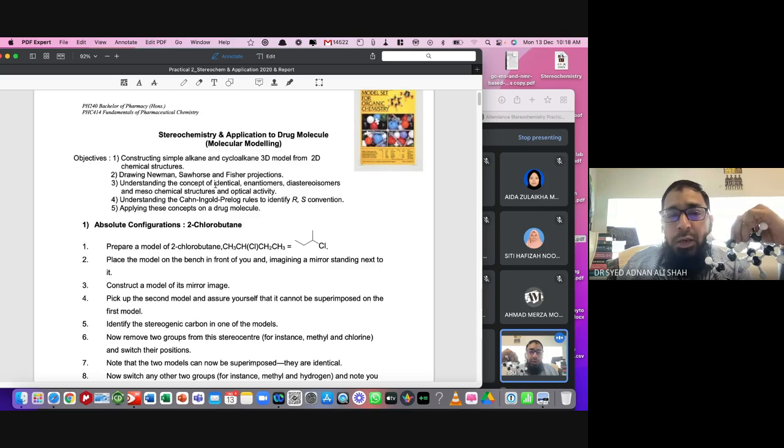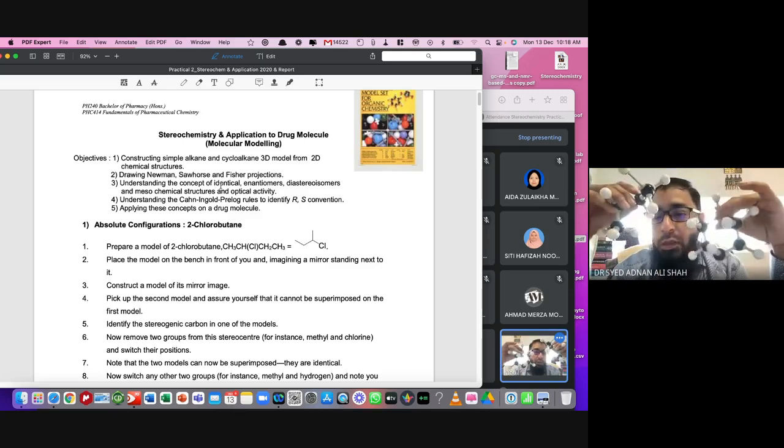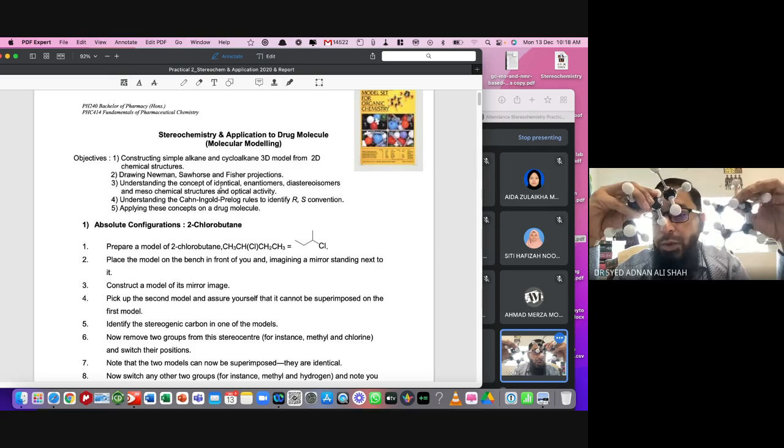After this we have to see in this practical, the first objective is to construct the model, which is the 3D model or the 2D model. 2D is about the Newman, the sawhorse, as well as the Fisher projection. And then, understanding three different topics in stereochemistry, which are enantiomers, diastereomers and meso compounds, right?